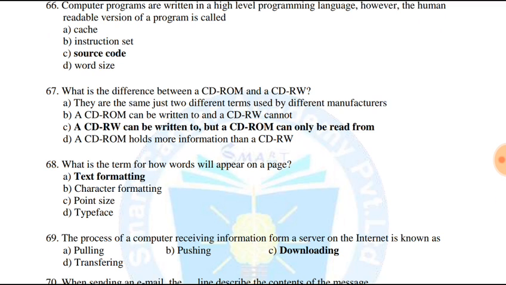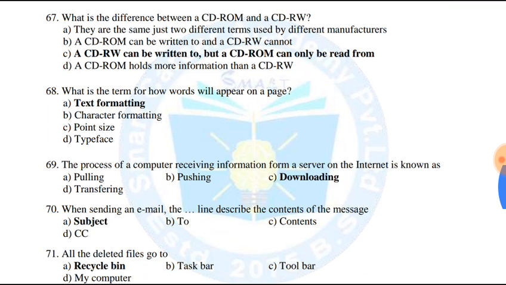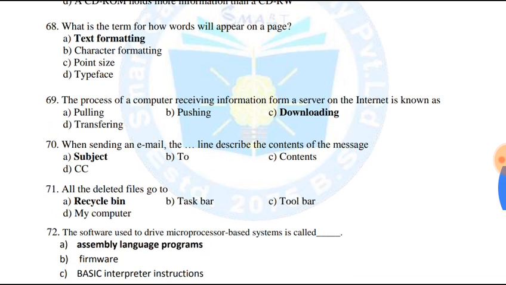What is the term for how words will appear on a page? It is called text formatting. The process of a computer receiving information from a server on the internet is known as downloading. When sending an email, the subject line describes the contents of the message.